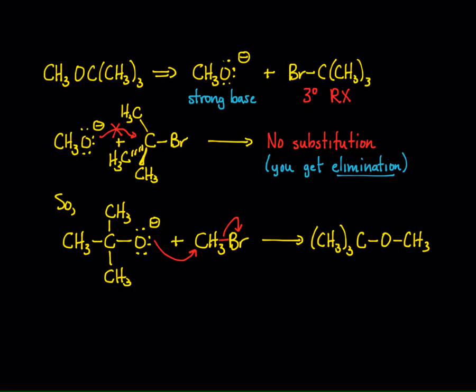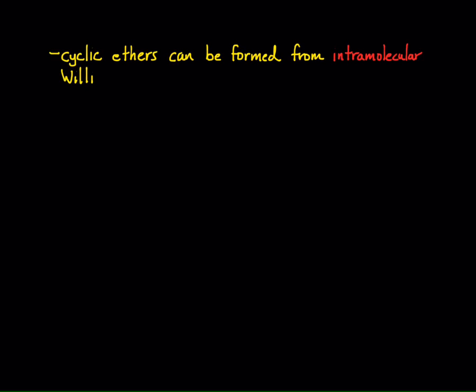So this is one process where we have to think about how we synthesize something from particular starting materials. Now, one of the cool things about the Williamson ether synthesis is that you can actually make cyclic ethers from an intramolecular Williamson ether synthesis. How does this type of reaction work? Well, let's say I have a compound that has a good leaving group, like a halide, and an alcohol. Well, what can I do with this reaction?